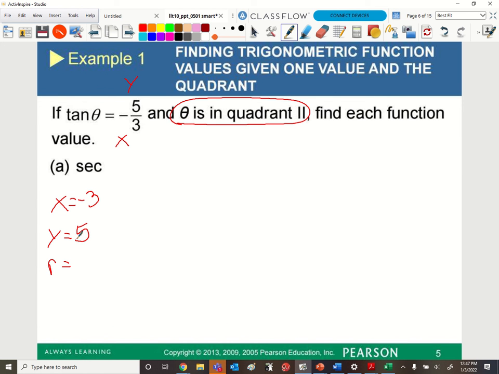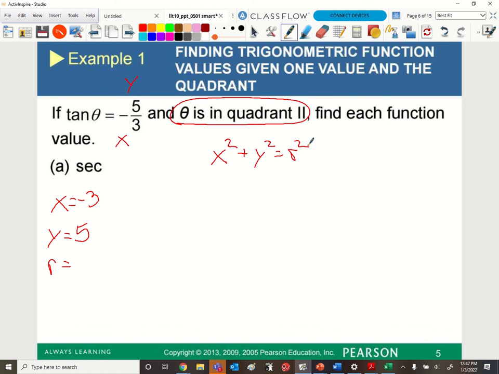And what am I missing? R. Is there an identity or a theorem to be able to solve for R? Yeah, Pythagorean Theorem, right? Isn't it like 4? It could be, but it's not. Because my Pythagorean identity says x squared plus y squared is equal to r squared. That is the Pythagorean identity, which used to be just a squared plus b squared equals c squared, but we are making it useful for trigonometry.